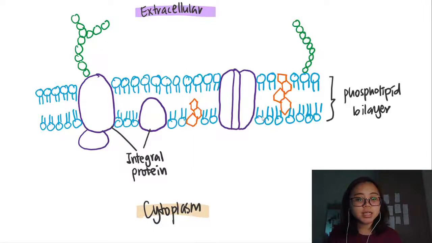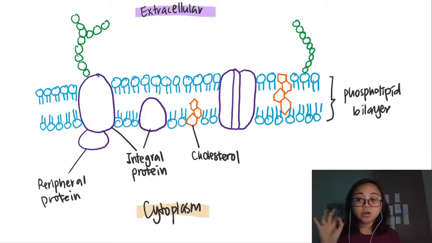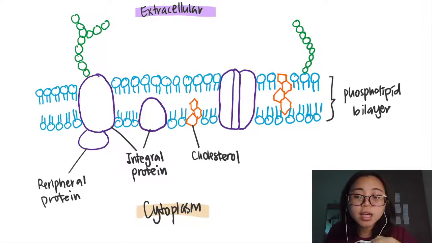I'm going to label the integral protein. Asalkan protein itu dimasukkan dalam phospholipid bilayer, dia terbenam sedikit pun dalam phospholipid bilayer, kita boleh gelar dia sebagai integral protein. And this one that is sticking out is called peripheral protein. This is cholesterol. Pastikan ejaan kolesterol kamu betul. Dia bukan kolesterol. Dia kolesterol. Okay, so make sure you don't forget the E.